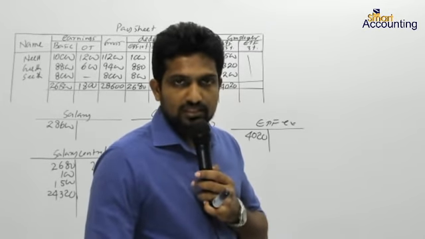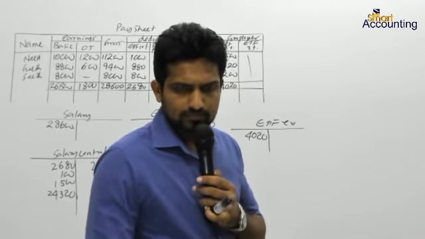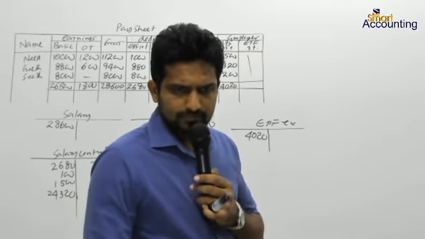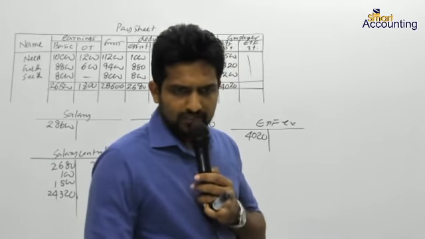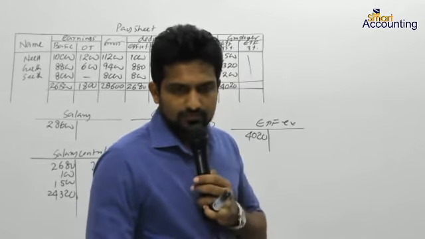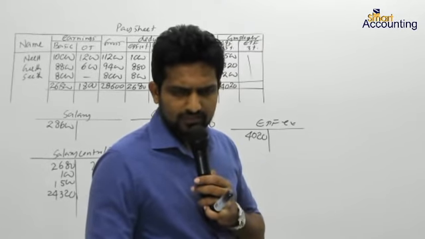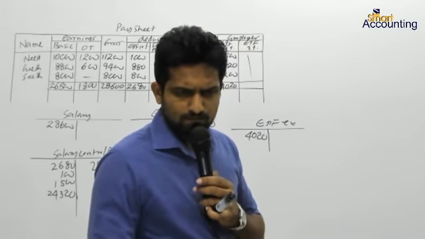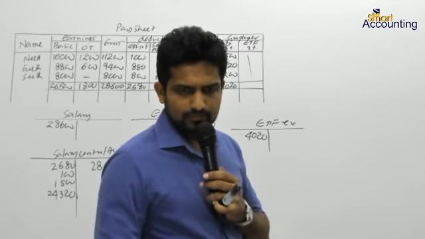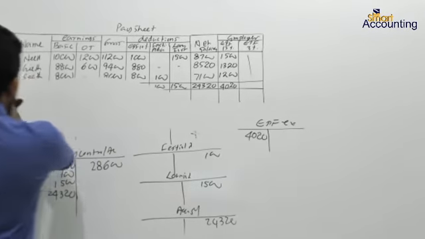The basic salary is there. Basic salary, then overtime. Deductions: EPF, festival advance, EPF, advances, loan installment. The same pay sheet I can take.